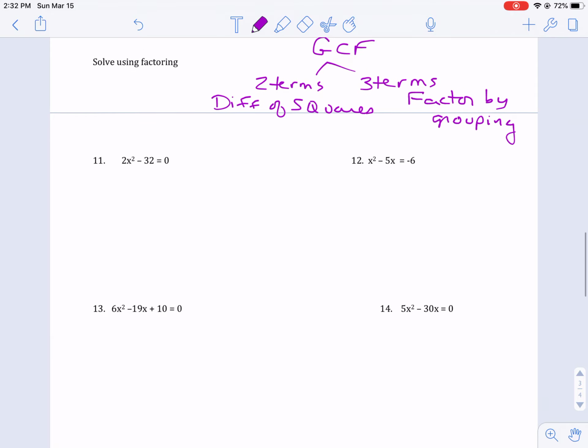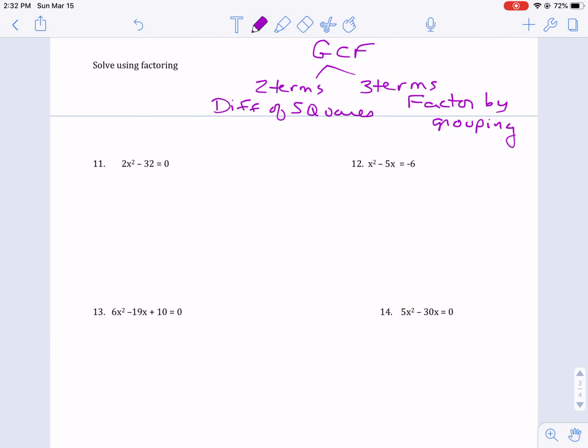Okay, so let's do a couple of these. We'll do number 11. So first thing though is you must have the equation equal to 0, just like with quadratic formula. So everybody's got to be on the same side first. So number 11, it's already equal to 0.